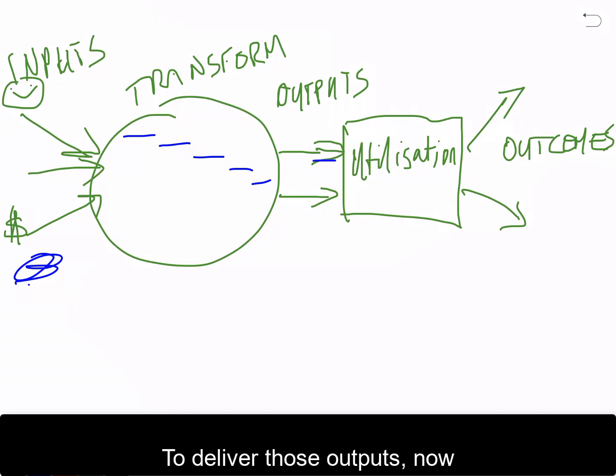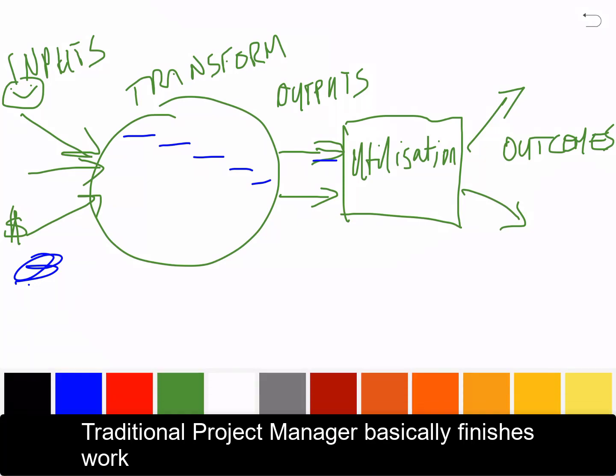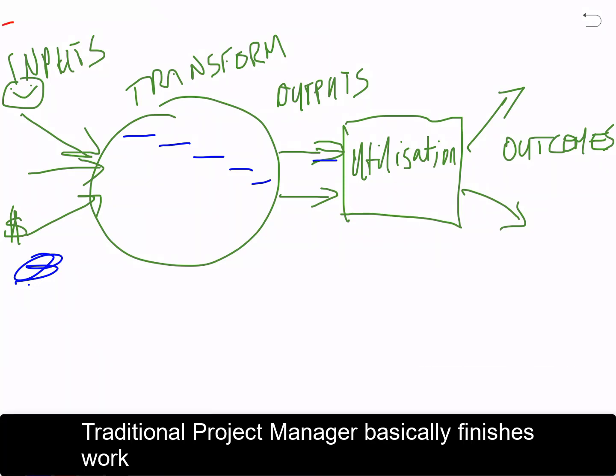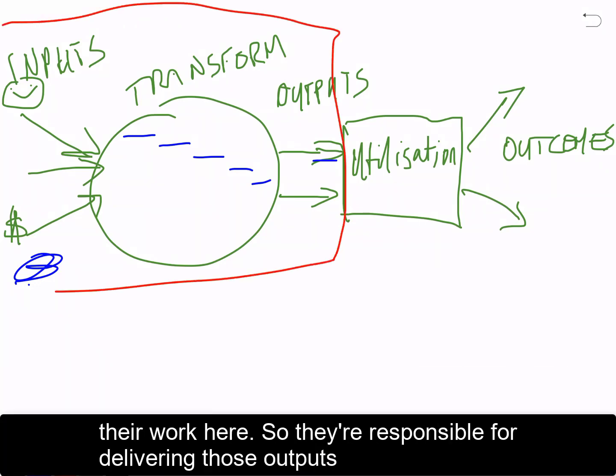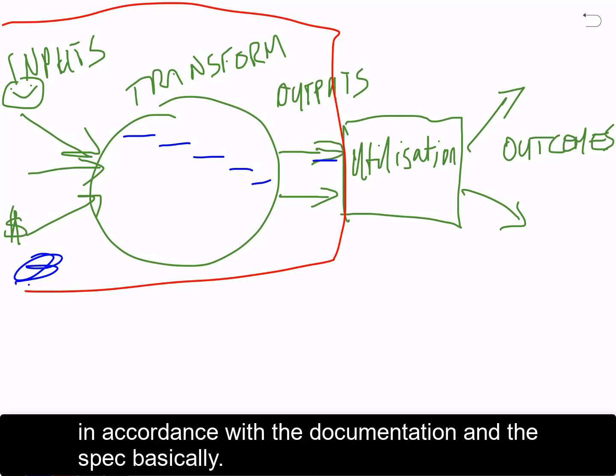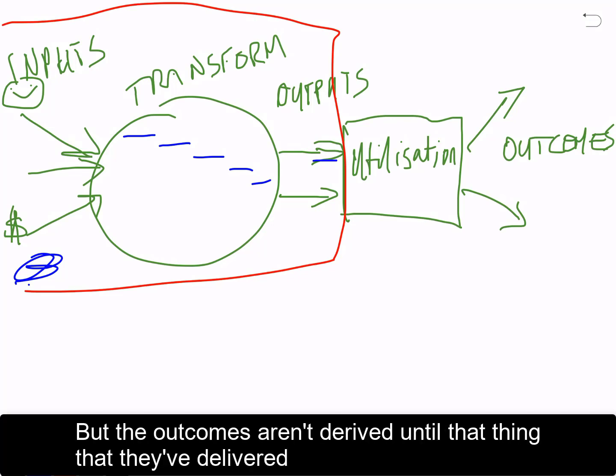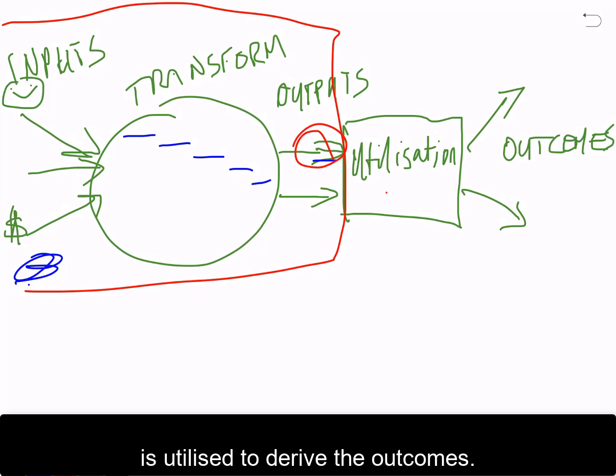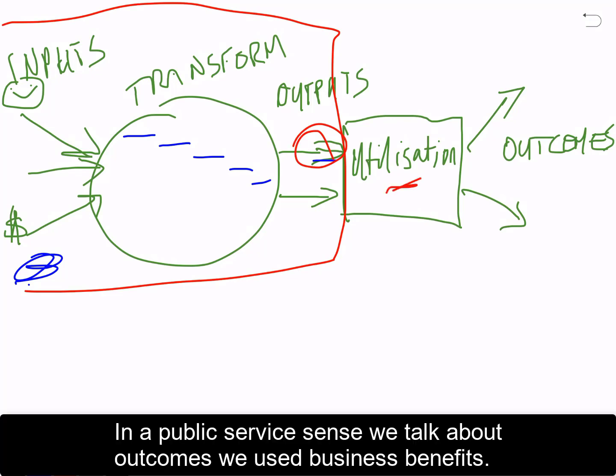Now a traditional project manager basically finishes their work here. So they're responsible for delivering those outputs in accordance with the documentation and the spec basically. But the outcomes aren't derived until that thing that they deliver here is utilised to derive the outcomes. In a public service sense, we talk about outcomes, we use business benefits.